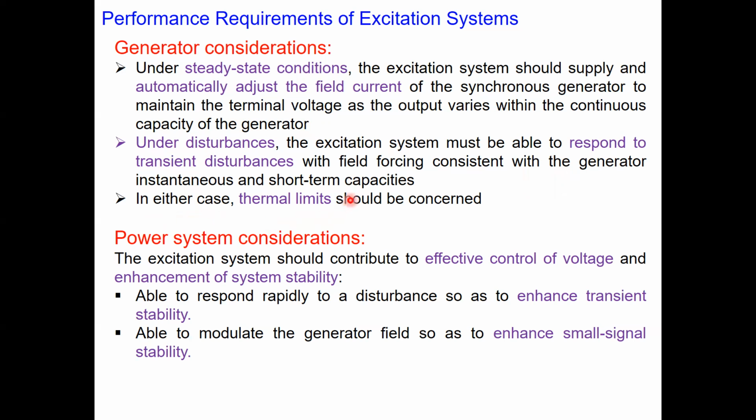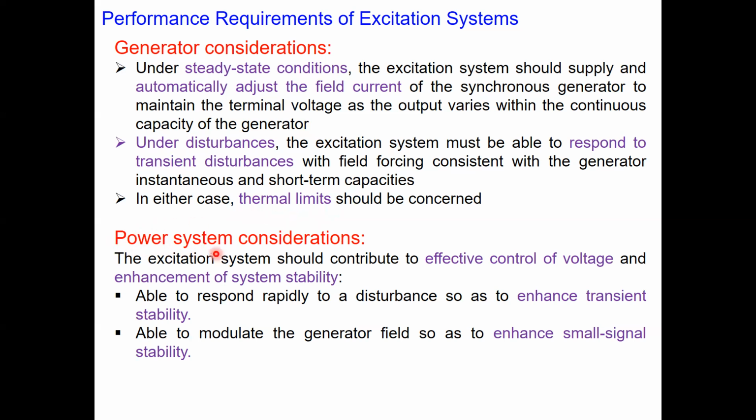Then another one is that in both cases, steady state as well as transient, thermal limits should be respected. Because let's say you supply a very high amount of field current to the field circuit, right? So definitely it may result in heat development, and then the insulation may rupture. The dielectric property of the insulation that we have in the field winding may rupture. So this is also important. The thermal limits should be respected here.